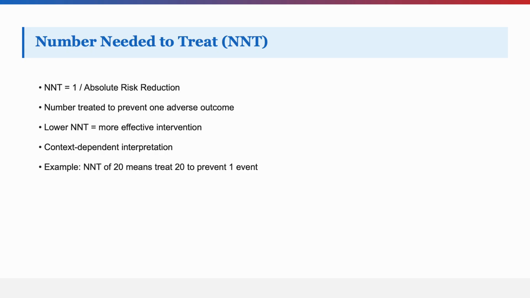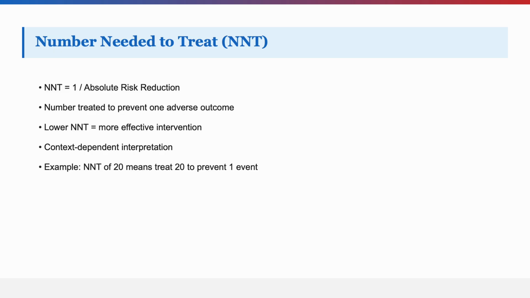NNT is simply 1 divided by the absolute risk reduction. If a statin reduces heart attack risk from 8% to 6%, the ARR is 2%, and NNT is 1 divided by 0.02, which is equal to 50. You need to treat 50 patients with the statin to prevent 1 heart attack.